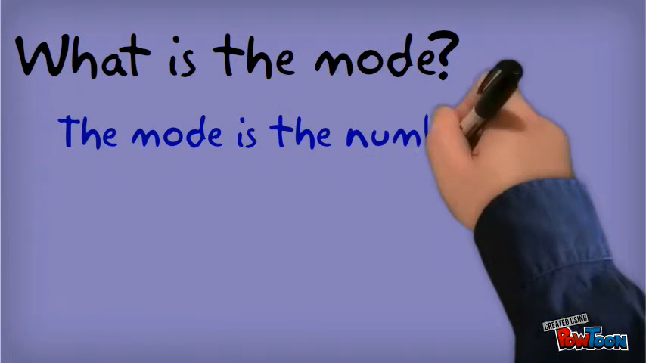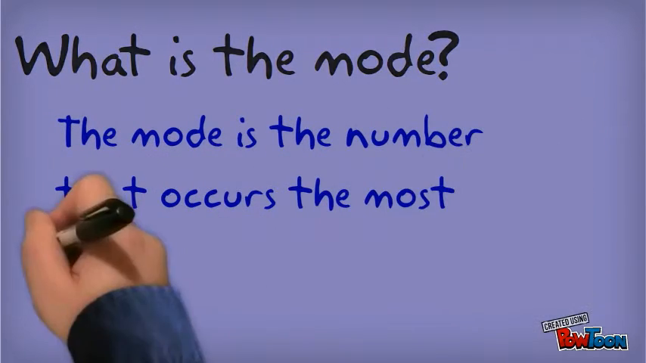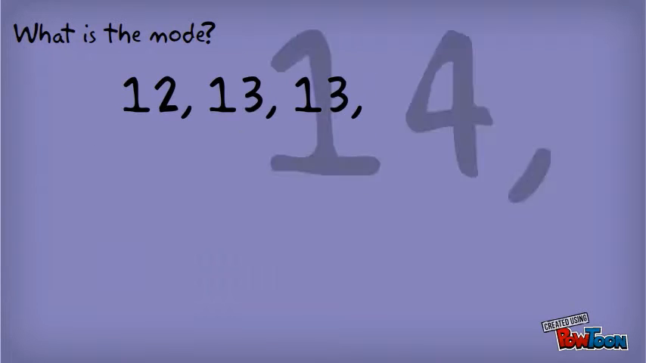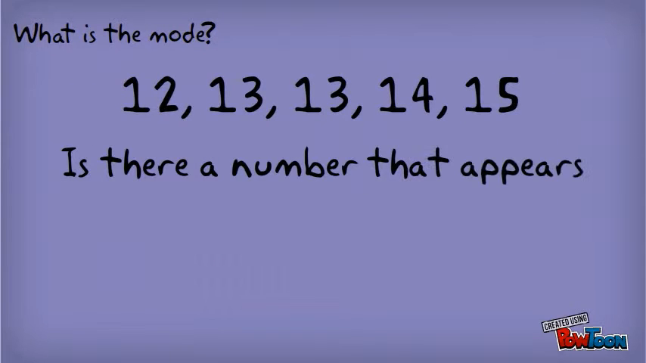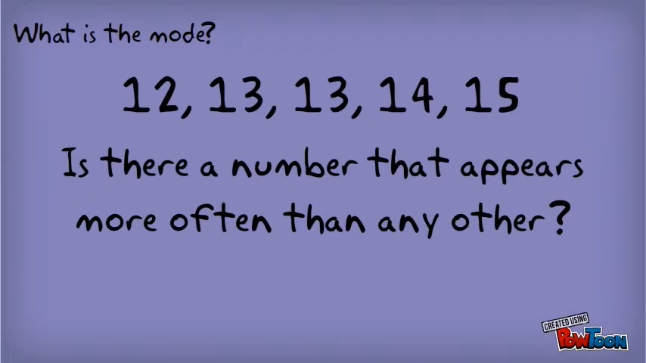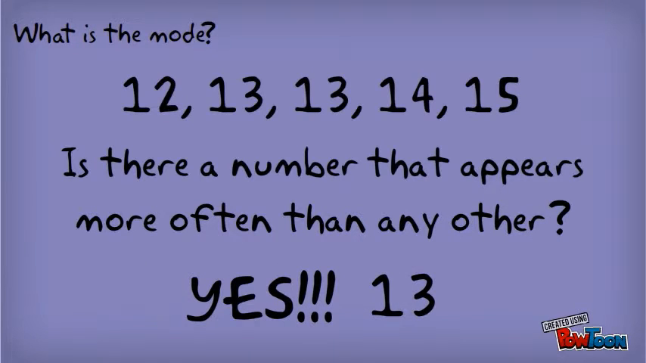The next question is, what is the mode? The mode is the number that occurs the most often in the set of numbers. Given our set of data again, is there a number that appears more often than any other? Well, yeah, you have a 13 in there twice where every other number is just once.